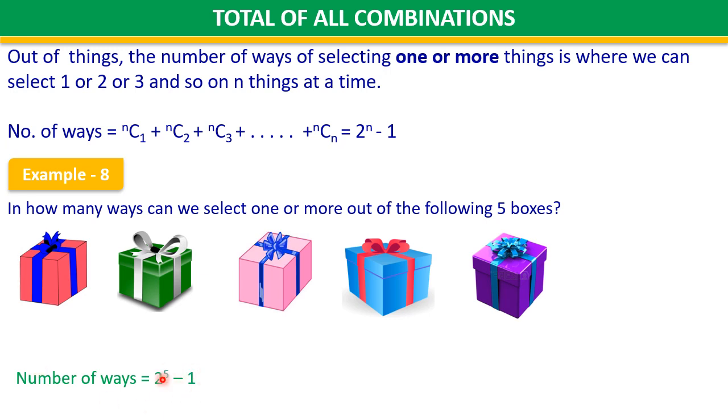Minus 1. Now why are we doing minus 1? One combination will come in which we are rejecting all the 5 boxes. That combination we are subtracting, because here it is asked in how many ways can we select one or more boxes, meaning at least one box should get selected. Hence it is 2 to the power of 5 minus 1.